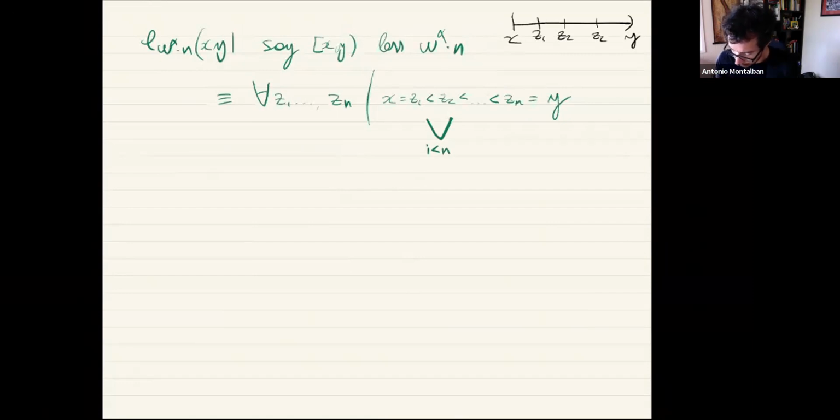For i less than n, the interval between zi and zi plus 1 must be below omega to the alpha. Okay, so that's saying that the whole interval has size less than omega to the alpha times n. Whenever you partition into n pieces, one of them is below omega to the alpha. Cool. And again, if you need more time on that, in the review session you can look into that.